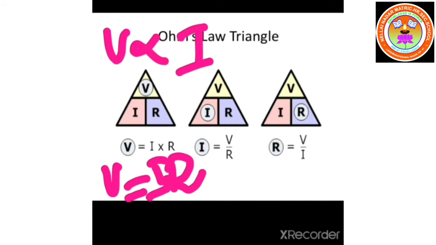For example, if we want I, we can change the formula into I is equal to V by R. And if you want the resistance value, we can modify the formula as R is equal to V by I. I hope you all understood, students. So what is the formula? V is equal to IR is nothing but Ohm's law. Here R is a constant for a given material.